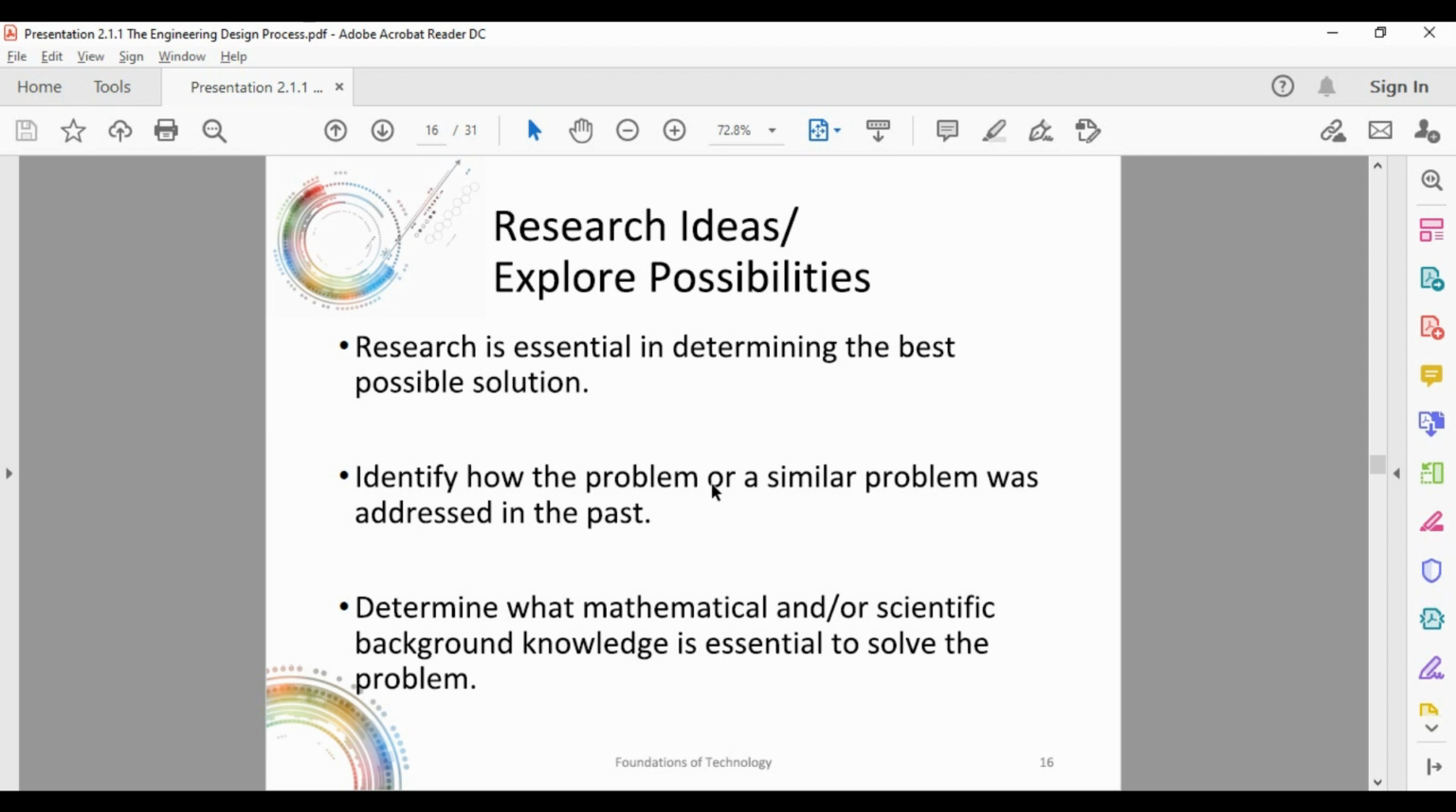Don't just necessarily do a one-for-one copy, but you can use it to kind of influence your design. Determine what mathematical or scientific background knowledge is essential to solve the problem.